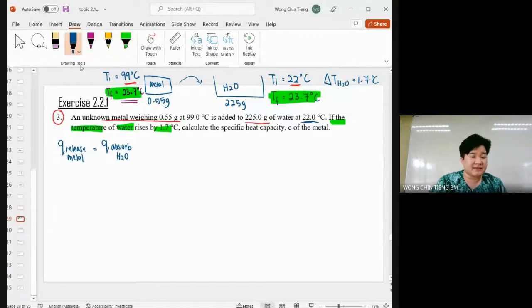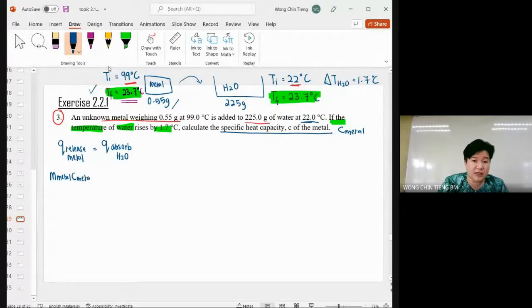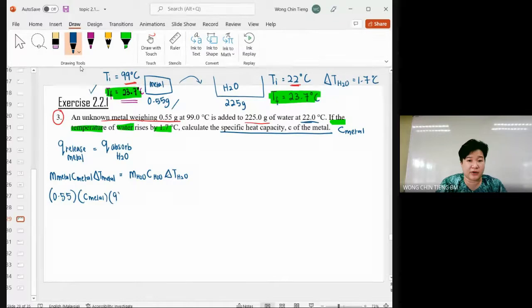The difference in this question is that normally we have the same delta T. If we use MC delta T or C delta T, normally the delta T is the same, right? But right now the delta T is different. So we already have the mass, we already have the delta T, and the question is asking for the small c of the metal. We are looking for the specific heat capacity of the metal. So quite obviously, the formula that we will use is m c delta T, m for metal, small c for metal, and delta T for metal, equals m for water, c for water, and delta T for water. Everything is its own. So mass of metal is 0.55, quite obvious. c metal is the one that we are looking for. Delta T metal, you can work it out, 99 minus 23.7.